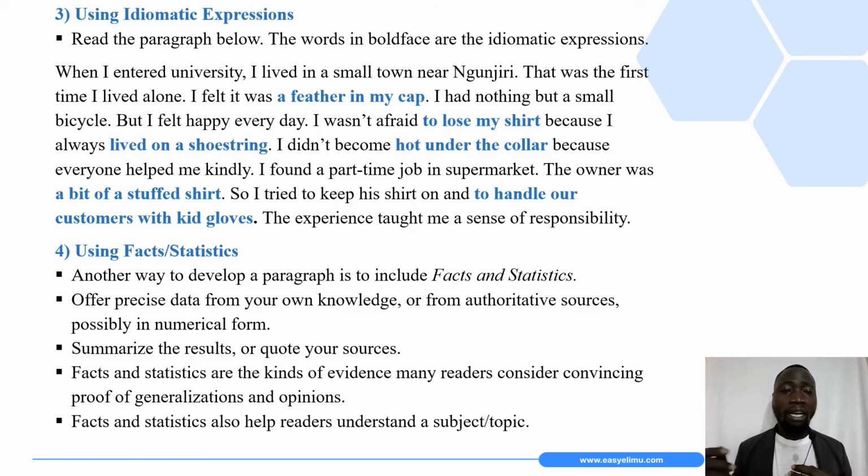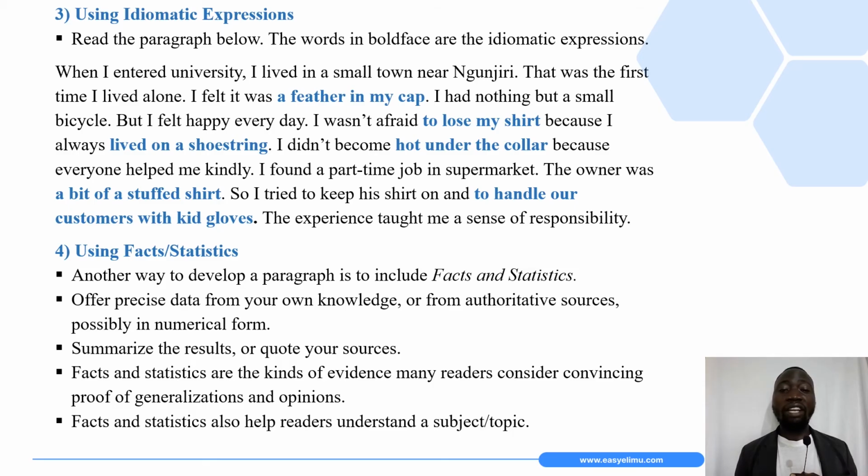I want us to look at the paragraph that we have so that we are able to identify some idiomatic expressions that have been used to develop this paragraph. Just to go through it very fast: when I entered university, I lived in a small town near Ngujiri. That was the first time I lived alone. I felt it was a feather in my cap. I had nothing but a small bicycle, but I felt happy every day.